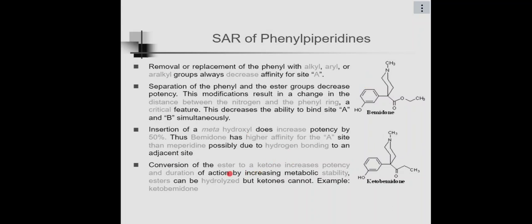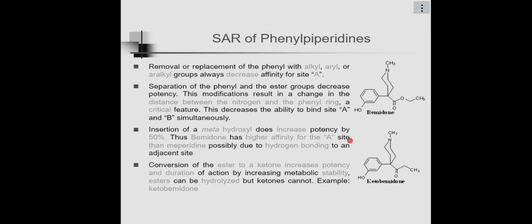Conversion of the ester to a ketone. Again, we are talking of the ketobemidone. So remember, here is bemidone where it is an ester. Here is ketobemidone, where it is a ketone. So what is the influence? Of course, we expect, as I had already said, an increase in potency and duration of activity by increasing the metabolic stability. Esters are more susceptible to ester hydrolysis. The ketones are more stable. So we are saying increasing metabolic stability, esters can be hydrolyzed, but ketones cannot, for example, ketobemidone.